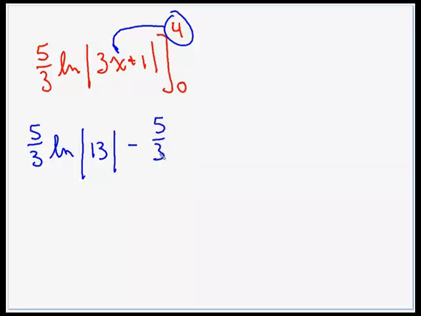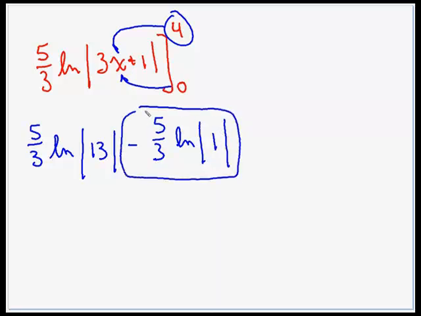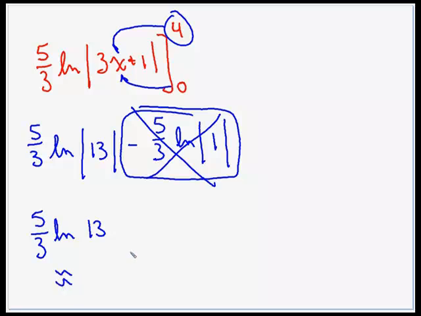Minus 5/3 the natural log of the absolute value, plug in our 0. 3 times 0 is 0. We get a plus 1. And there we go. Natural log of 1 is 0. And that 0 times 5/3 wipes all this out. This is now gone. So what we get is 5/3 the natural log of 13. We can drop the absolute value bars because we know it is a positive value. And if we punch that into the handy dandy calculator, you're going to get approximately 4.275.